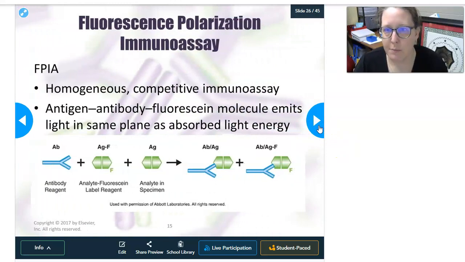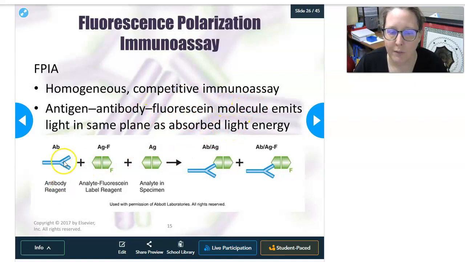Okay, so Fluorescence Polarization Immunoassay, or FPIA, is a homogeneous competitive immunoassay. So everything happens in one reaction, one well, and there is competition between something that's labeled and something that's in the sample. Fluorescein molecules will emit light in the same plane as the absorbed light energy, which is the principle behind fluorescence polarization.